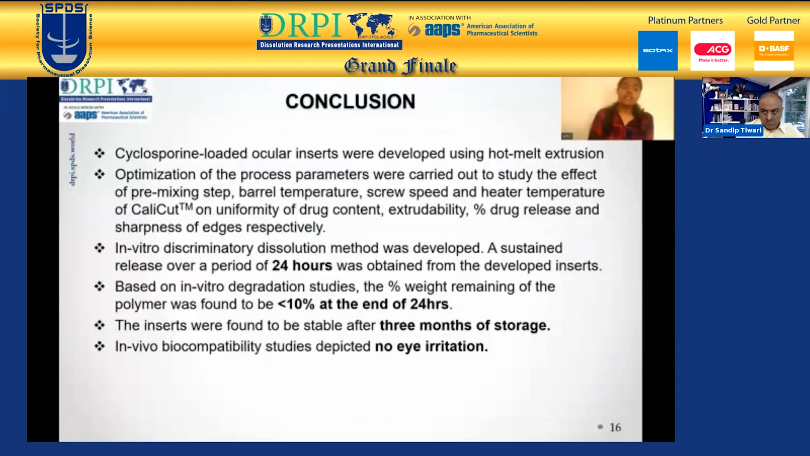So I would like to conclude by saying that the developed cyclosporine-loaded ocular inserts were able to give a sustained release of over 24 hours and were found to be stable at 3 months of storage. And the in vivo biocompatibility studies also exhibited no eye irritation. So the developed formulation could be used as an alternative to marketed formulations, as it has a low frequency of administration, that is just once in a day, as compared to the marketed ones which need to be administered 4 to 5 times a day for management of dry eye disease.